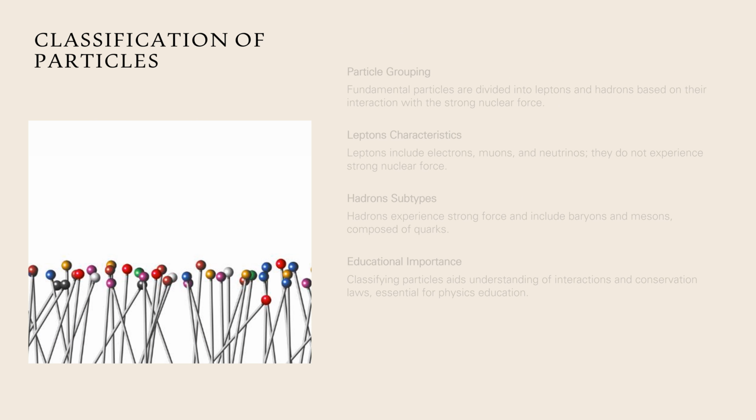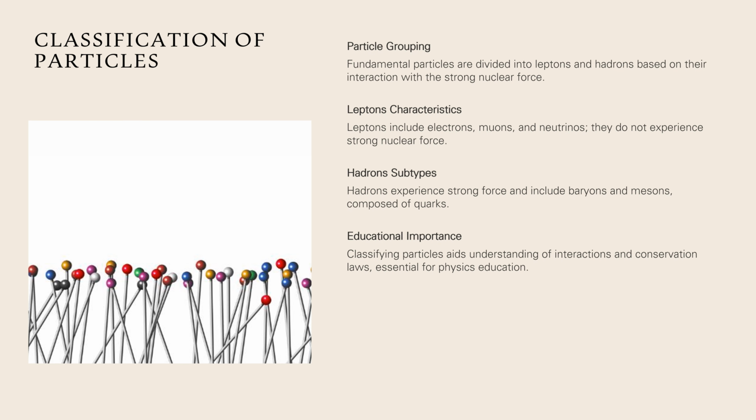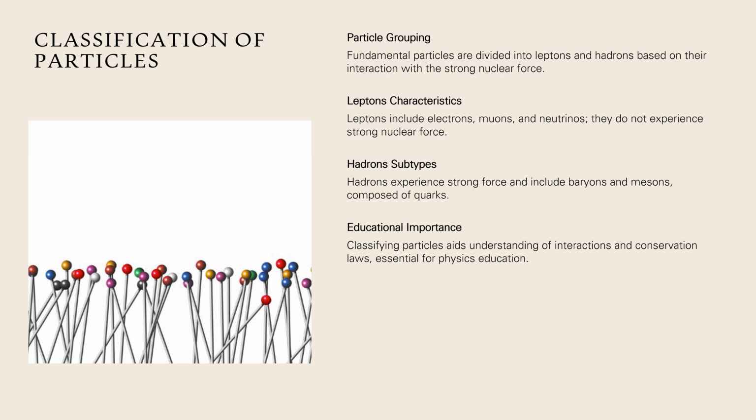Fundamental particles are classified into 2 main groups, leptons and hadrons. Leptons include electrons, muons, neutrinos, and their antiparticles, and they do not experience the strong nuclear force. Hadrons, on the other hand, do experience the strong force and are further divided into baryons and mesons. Baryons, such as protons and neutrons, are made of 3 quarks, while mesons are made of a quark-antiquark pair. This classification helps physicists understand particle interactions and decay processes.